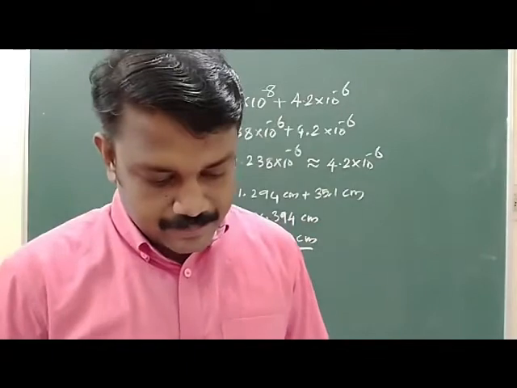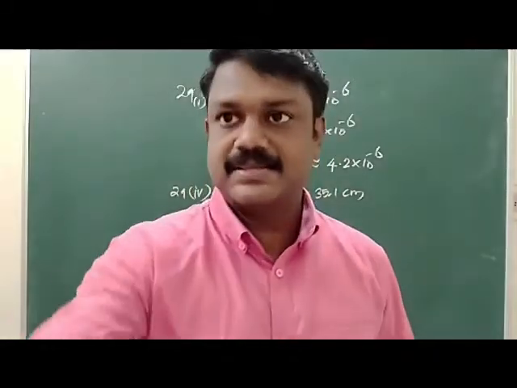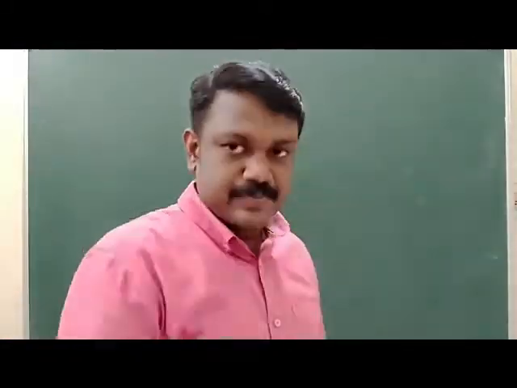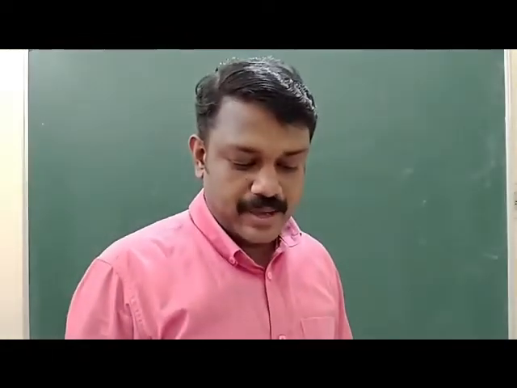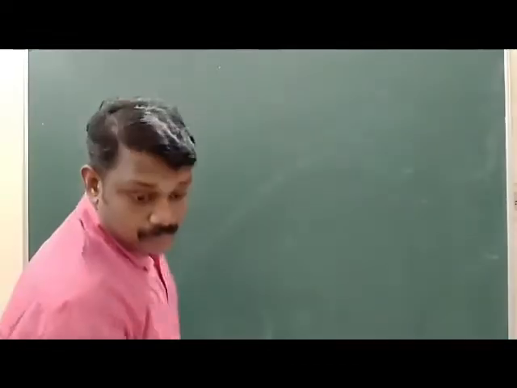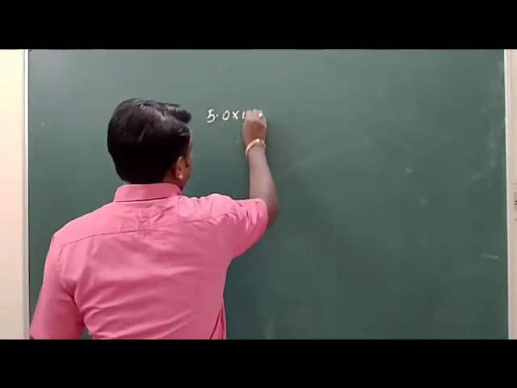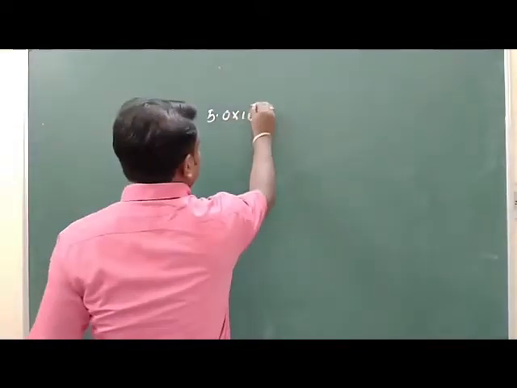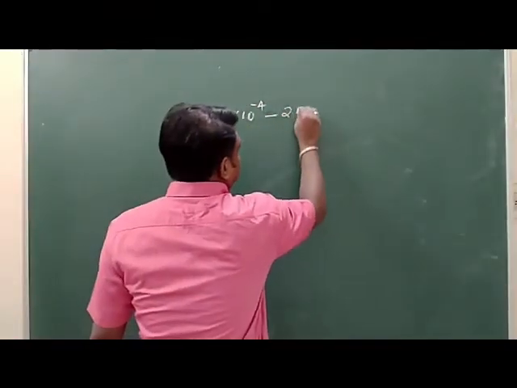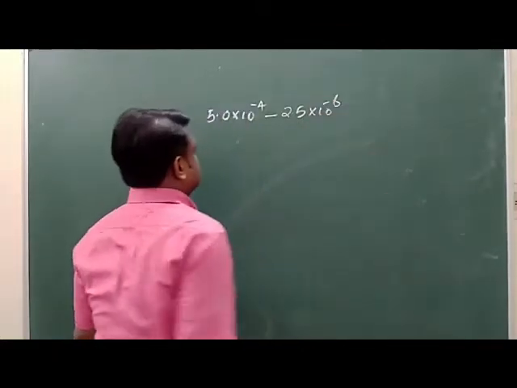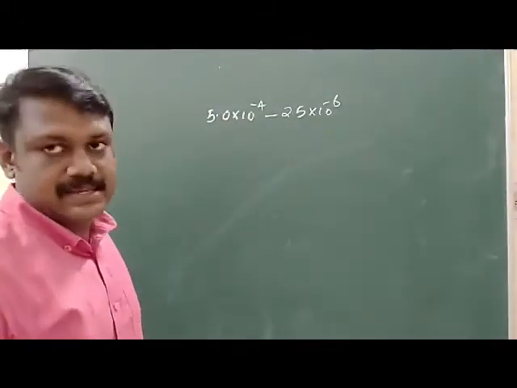Question number 30 has questions to subtract, using the same method. Again, we will start with a similar question for subtraction: 5.0 into 10 to the power minus 4 minus 2.5 into 10 to the power minus 6. How many significant figures are there? Obviously, there are 2 significant figures.